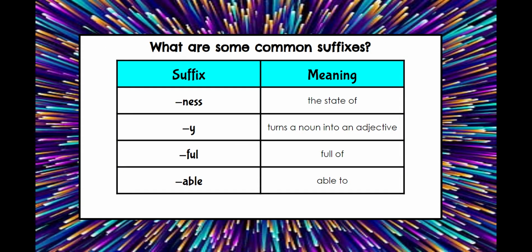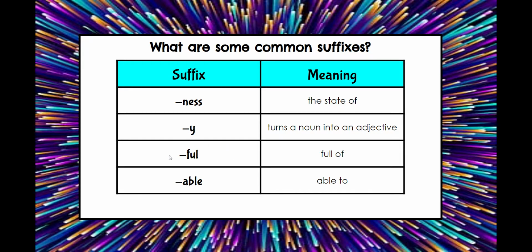All right, so these are some common suffixes. We have ness. Whenever we add ness to the end of a word, that means it's in the state of. For example, happiness means that I am in a state of being happy. We have just the suffix y, and that turns a noun into an adjective. For example, I might say it is windy outside.